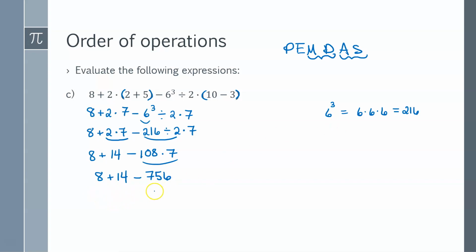Now, all the multiplication and division are done, so we move on to addition and subtraction. So again, that's from left to right as well. So we'll start with addition, 8 plus 14. Minus 756, going to leave us with a negative 734 as our final answer.